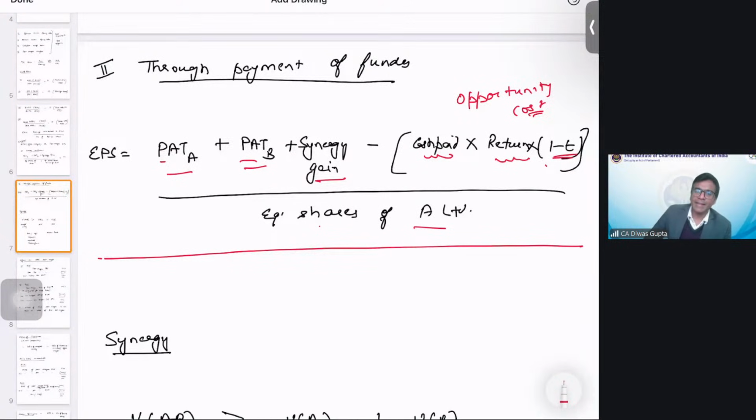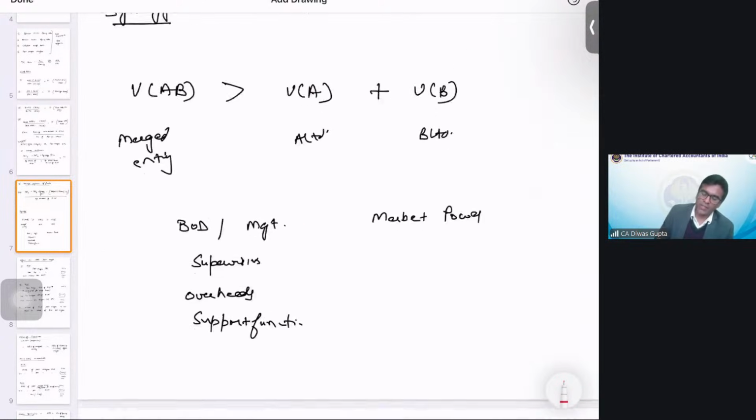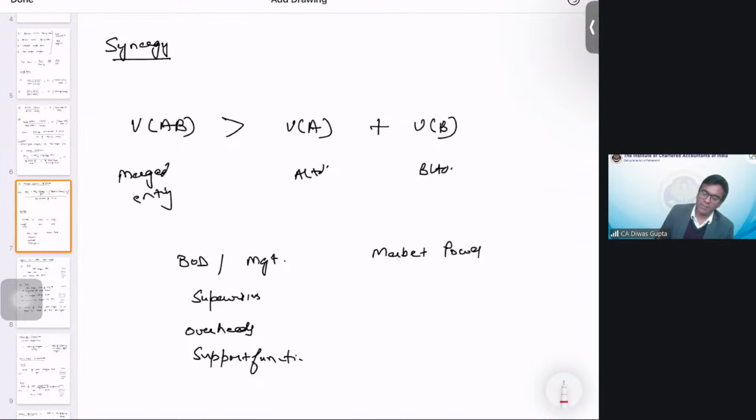Clear? So in this, the only thing is instead of the denominator, in the numerator itself, we are having cash paid into return, which is the opportunity cost into 1 minus T, right? That is getting reduced. Now let's come to synergy, students.